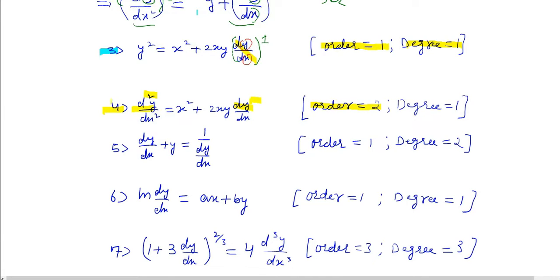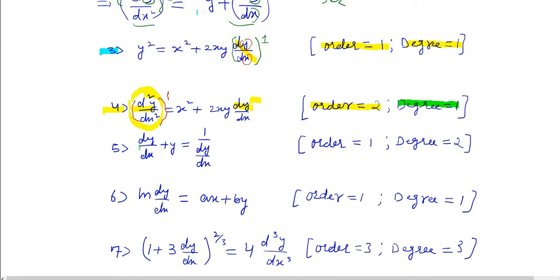Very good. Now dy by dx, what is the power of this term? Power of this term is 1, right? Because when the power is 1, we don't write it. Therefore, the degree is 1. Okay, you have to remember degree is power, right?